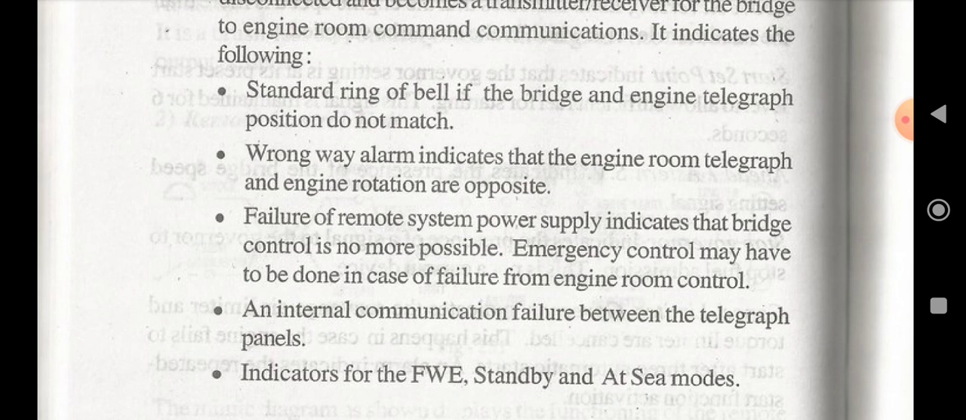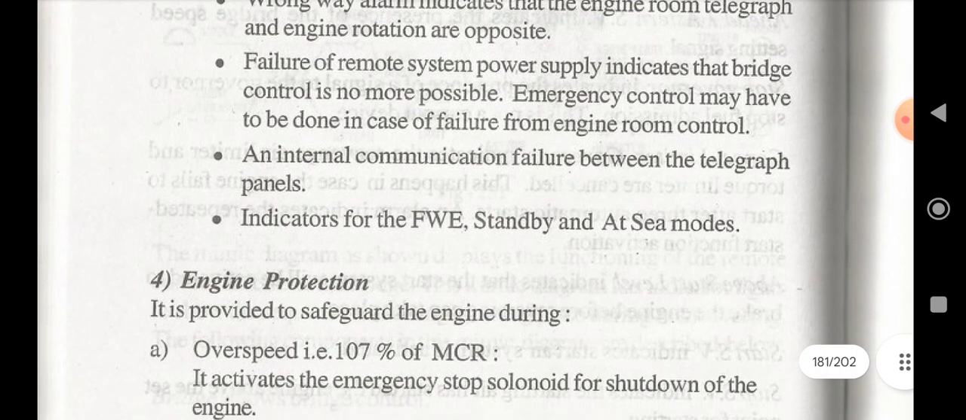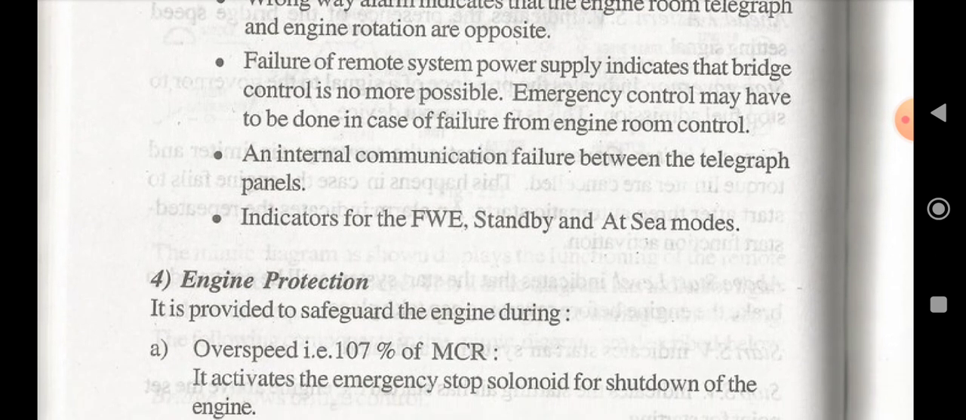Then failure of remote system power supply indicates bridge control is no more possible. So emergency control may have to be done from the engine room in case of failure. And internal communication failure between telegraph and panel. Indicators of finish with engine, standby and at sea modes.